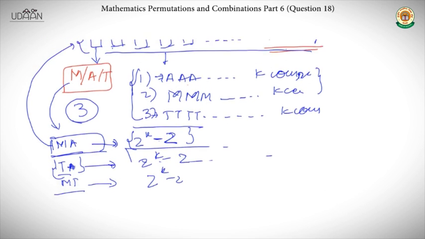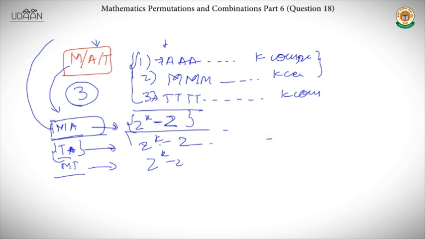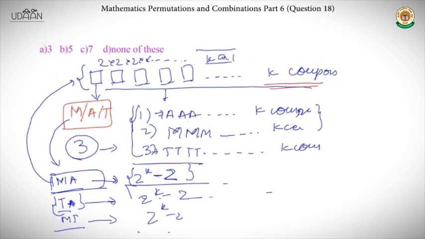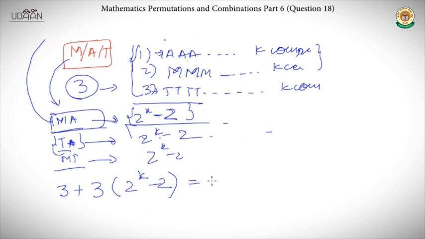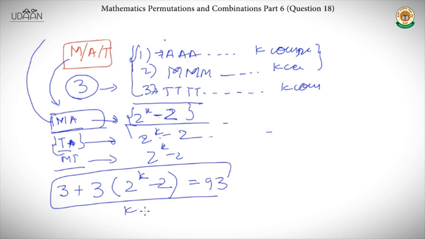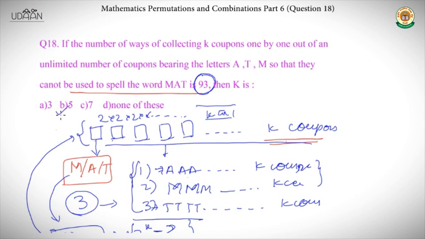So here we have basically manually counted the number of possible ways. What is the total number of possible ways? It will be the 3 we counted before, 3 plus 3 times 2 raised to the power k minus 2, and this total number has been given as 93. So we equate it to 93. On solving this equation we find that k comes out to be 5, which matches with option B. Yes, it does match with option B.